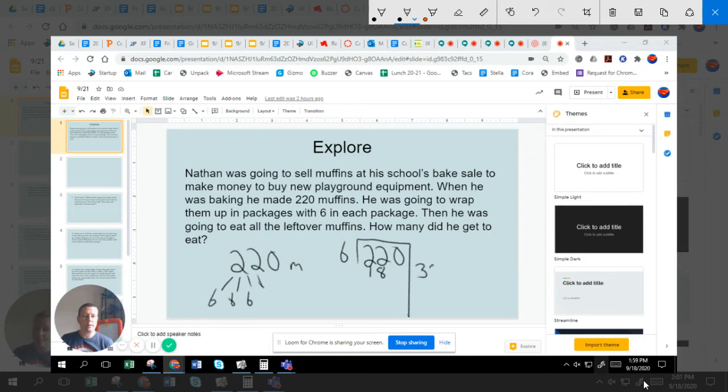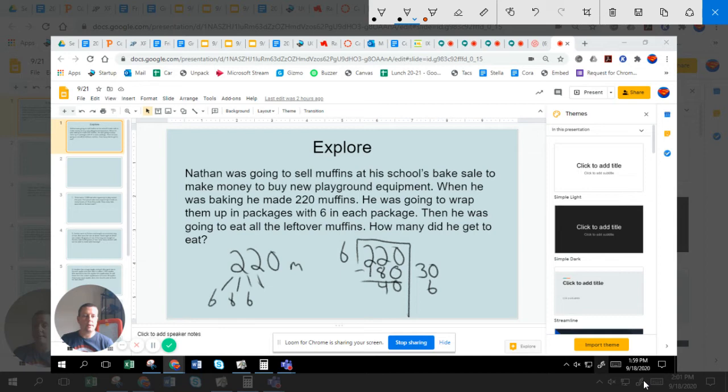But if I'd made this 30, then I would have been at 180. So I do my subtraction. I find out I've got 40 left. Same process. How many times does 6 go into 40? Or what times 6 is 40, or at least as close to it as I can get?